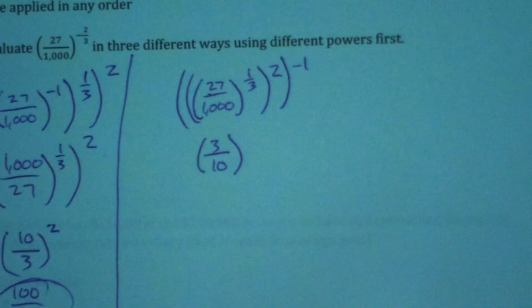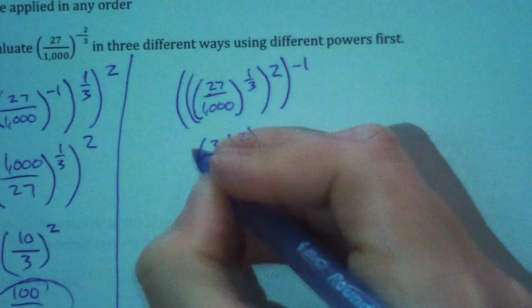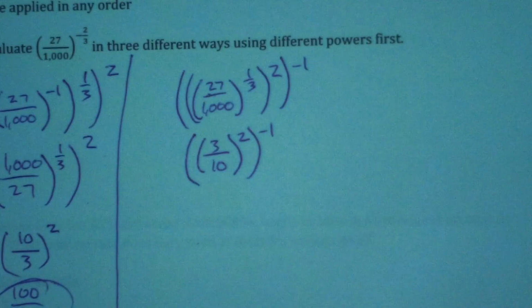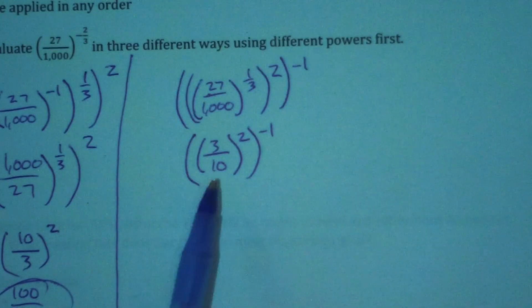Well, what's the power of -1 do? Switches it, or the reciprocal of it, right? So we just take that fraction and flip her over. 100 on the top, 9 on the bottom, and we get the same result.